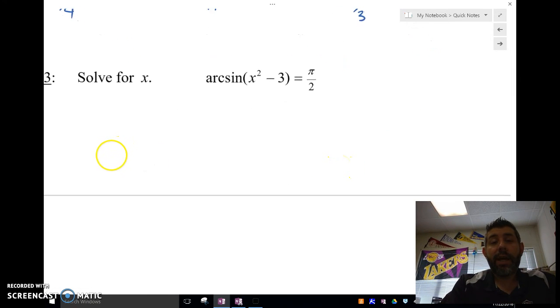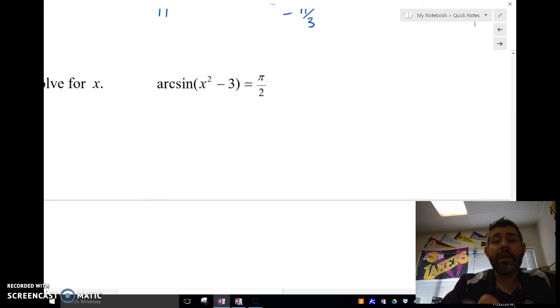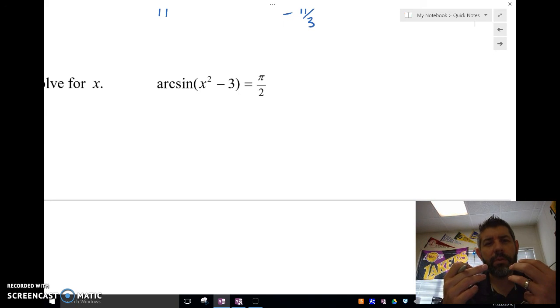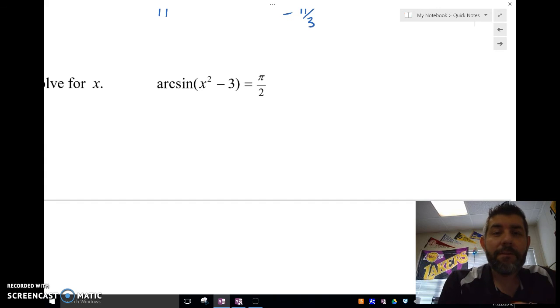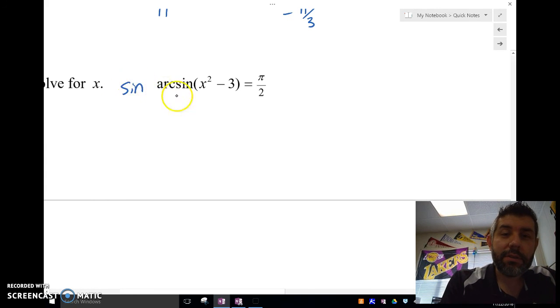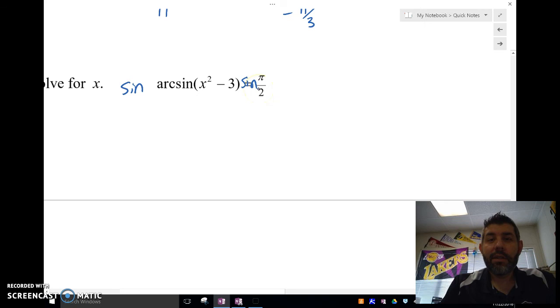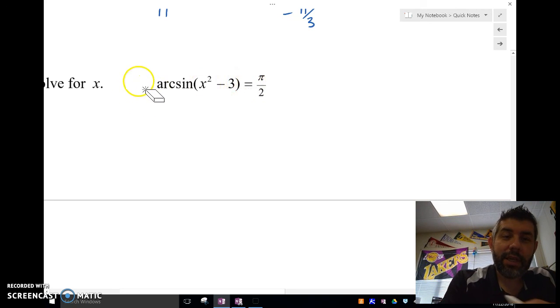All right, last example here. Let's solve for x. We have arcsine of x squared minus 3 equals pi over 2. So for this one, we are going to do a little something that we do with a lot of types of things. Like when we have a square root, what are we going to do when we're trying to solve for it? We're going to square both sides. So I'm just going to do the inverse relationship of a sine, and I'm going to sine both sides.